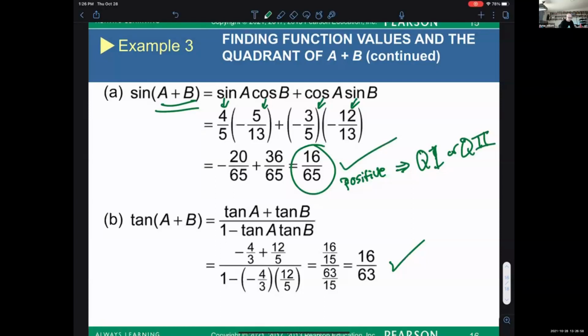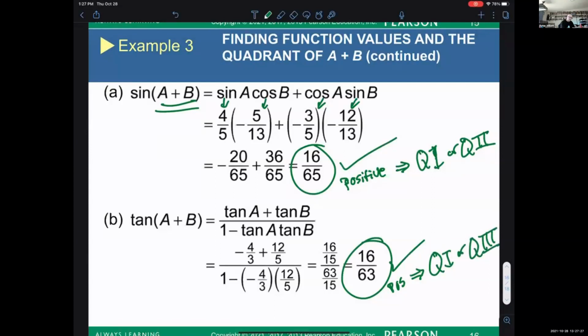And then if you look at the fact that the tangent is positive, where is it that the tangent is positive? Well, when the sine and the cosine are either both positive or both negative. So tangent is positive implies that you're in quadrant 1 or quadrant 3. Those are the places where the tangent comes out to be positive.